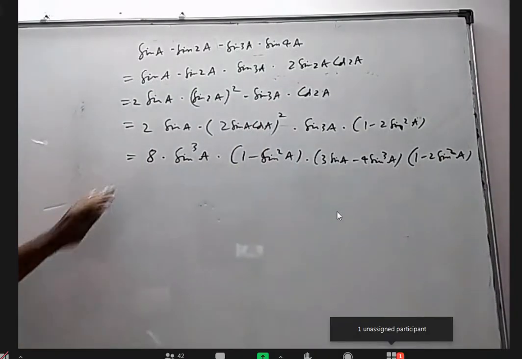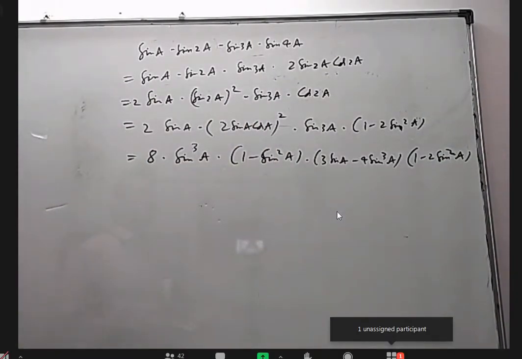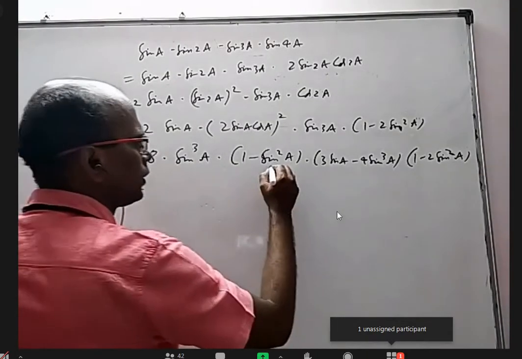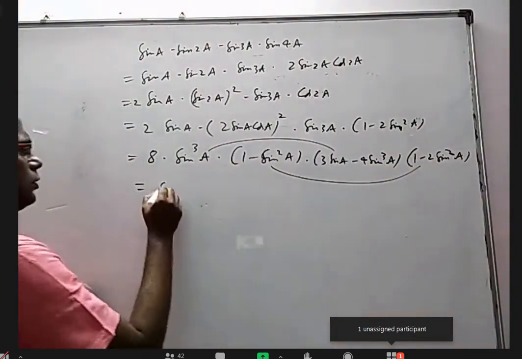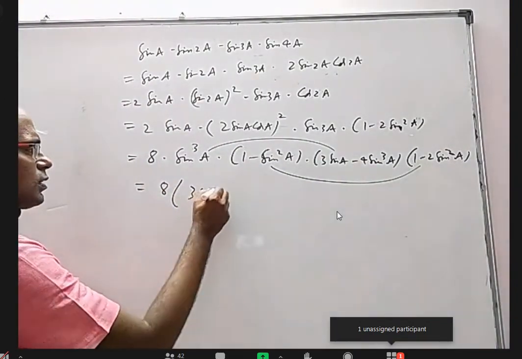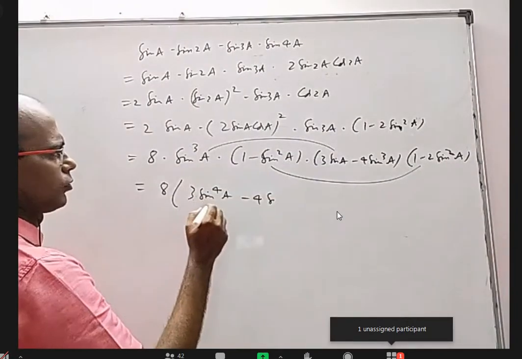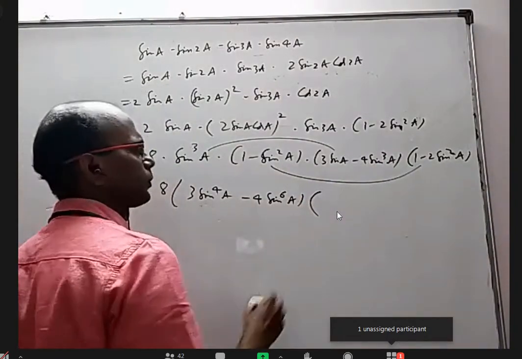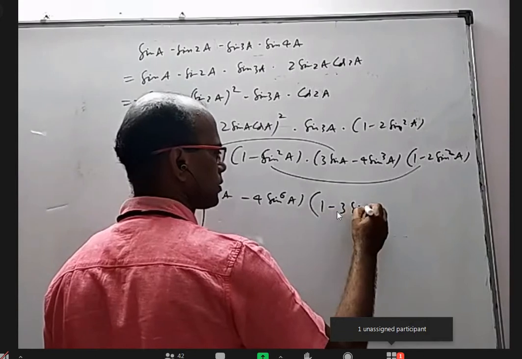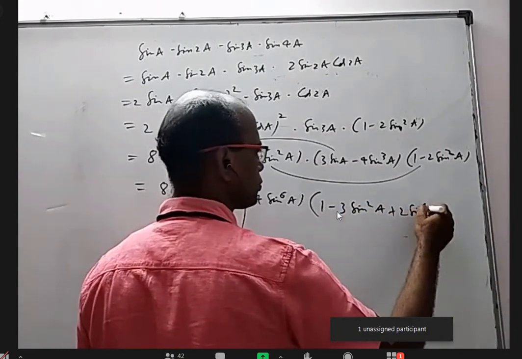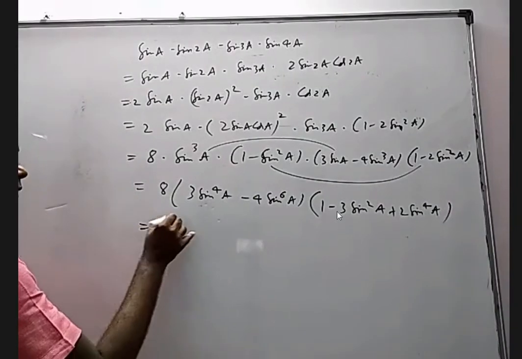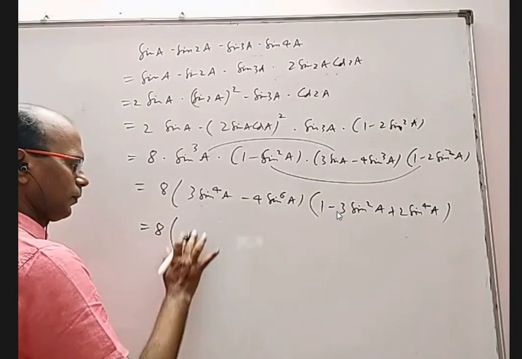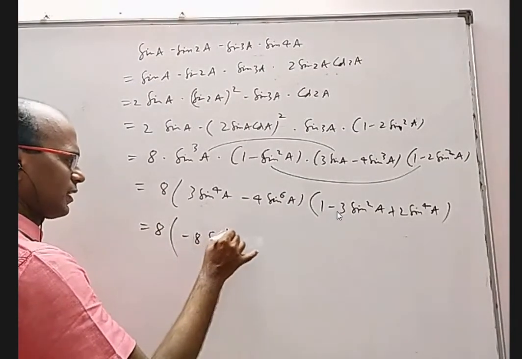Now we can see everything is in terms of sin, no cos anywhere. So we are going to write it as a polynomial in terms of sin. Let me multiply these two and multiply these two. I will get 3 sin power 4 A minus 4 sin power 6 A. And when I multiply these two, 1 minus 3 sin square A plus 2 sin power 4. Now when I multiply these two, this into this, I'll get minus 8 sin power 10 A.